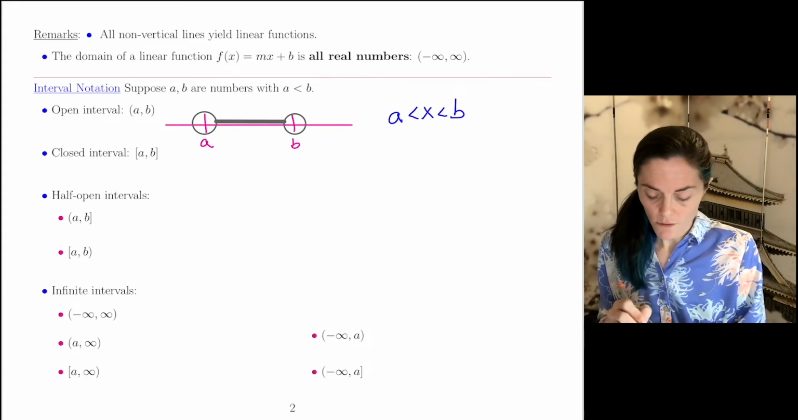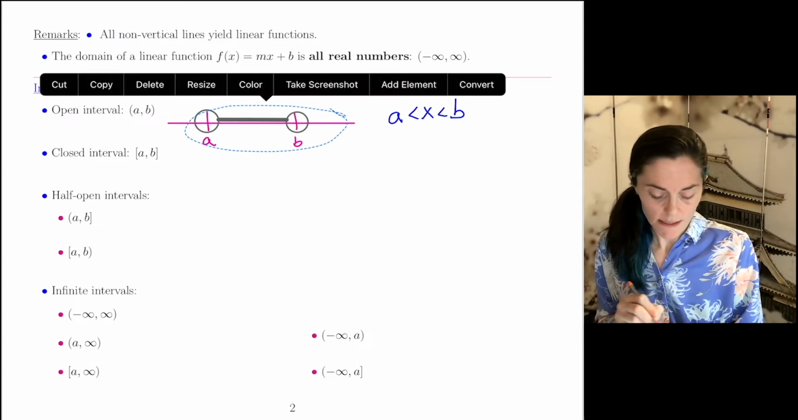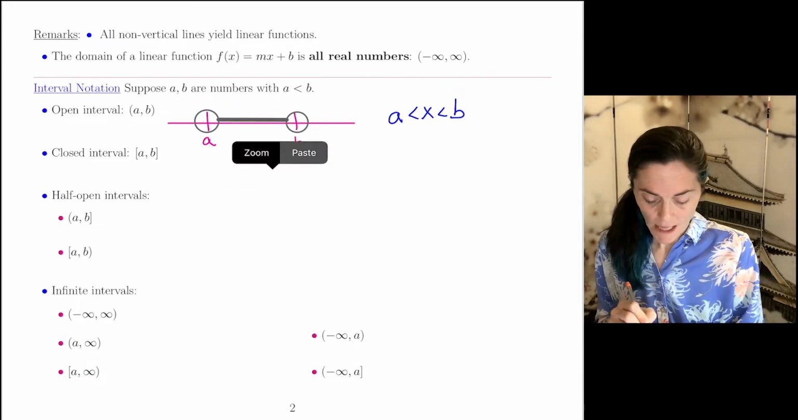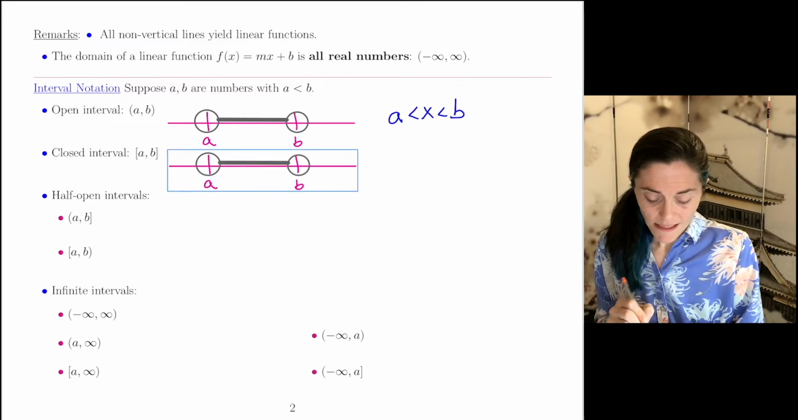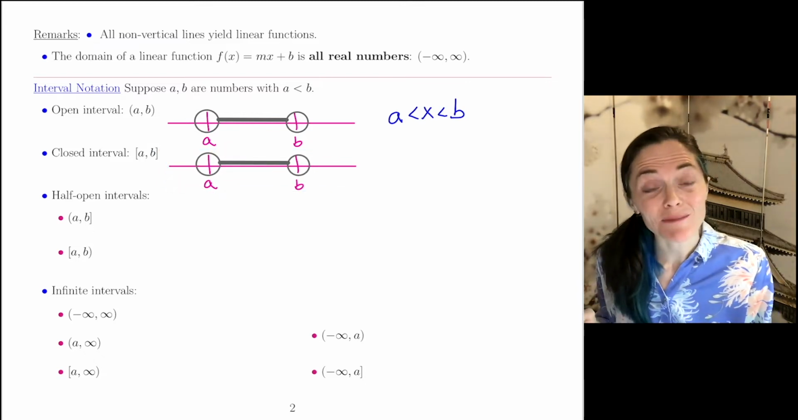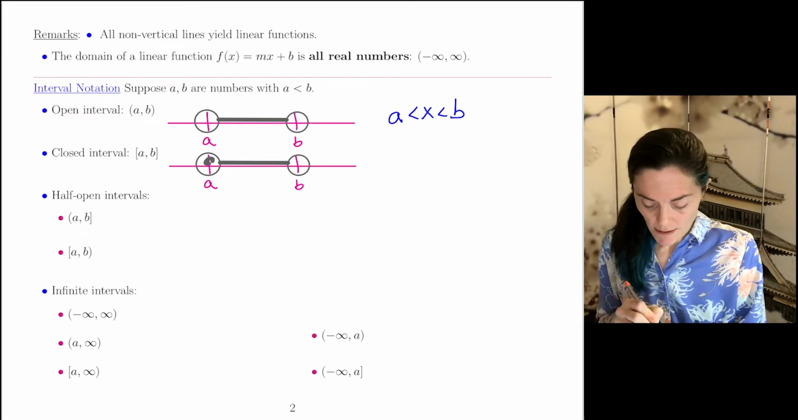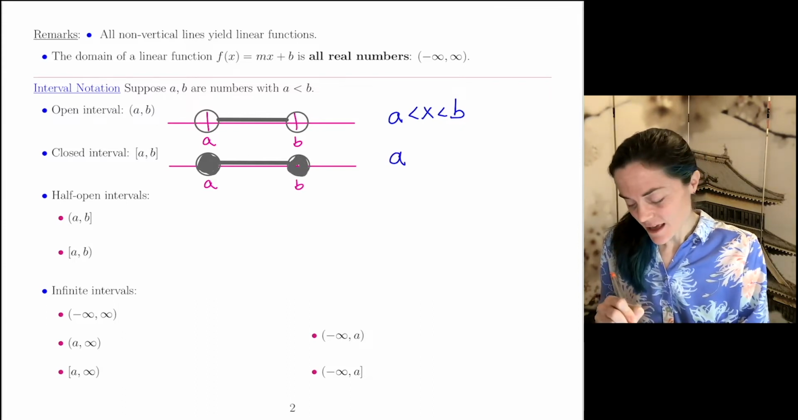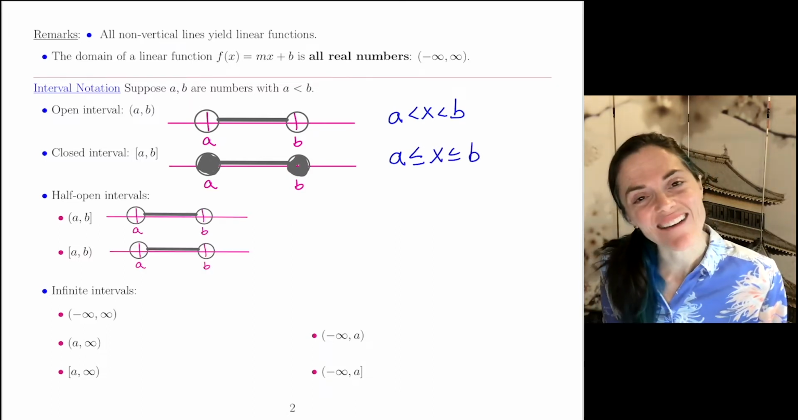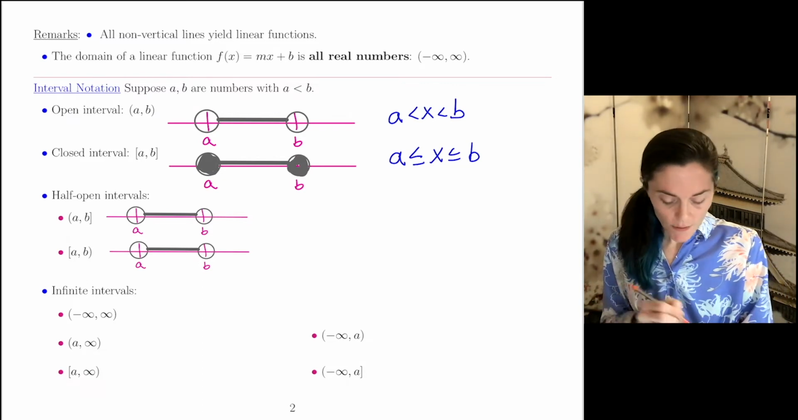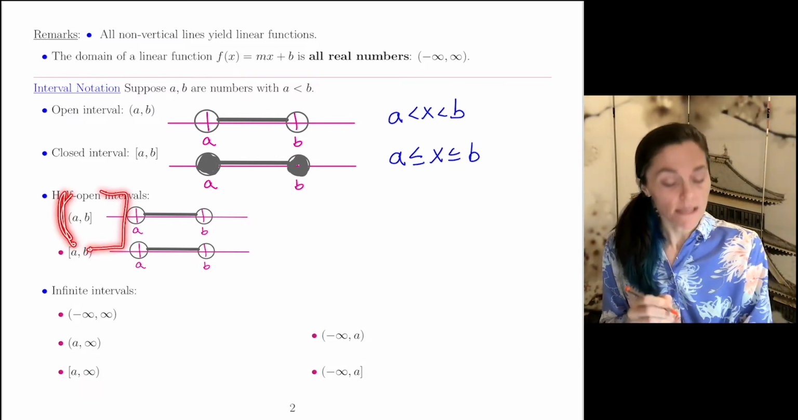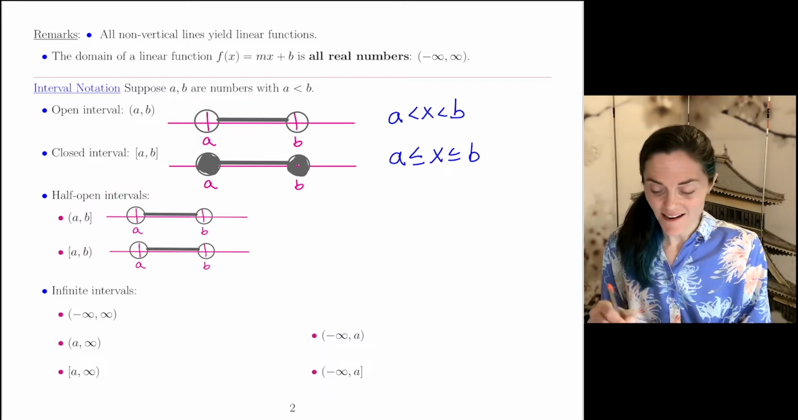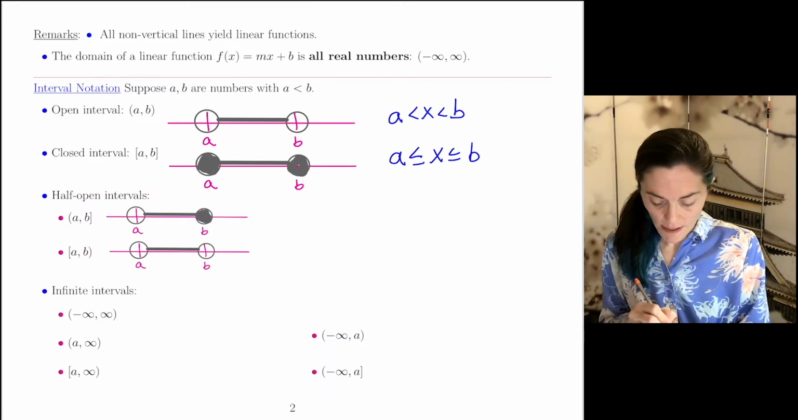Now a closed interval, well, I can just copy and paste the same number line. A closed interval does include both endpoints, so we will color them in, and then I can also write this. So a is included and b is also included. This is all a less than or equal to x less than or equal to b. We also have half open intervals. So you notice this is open at a and closed at b. Let's illustrate this now.